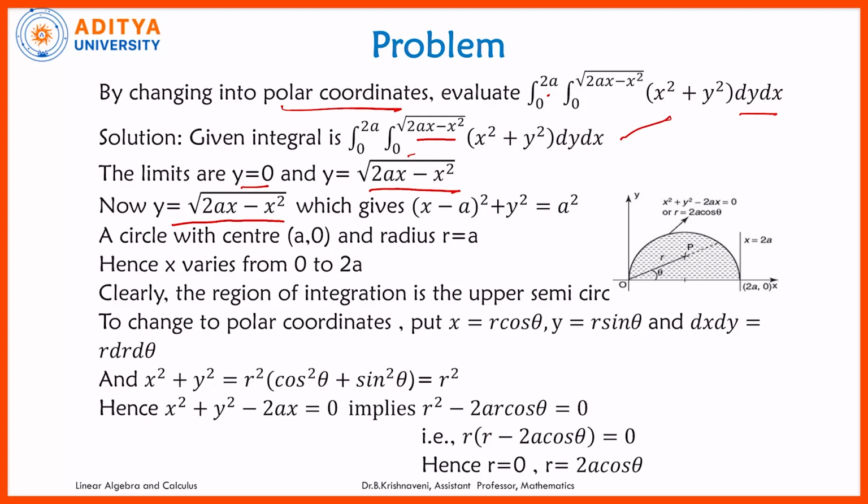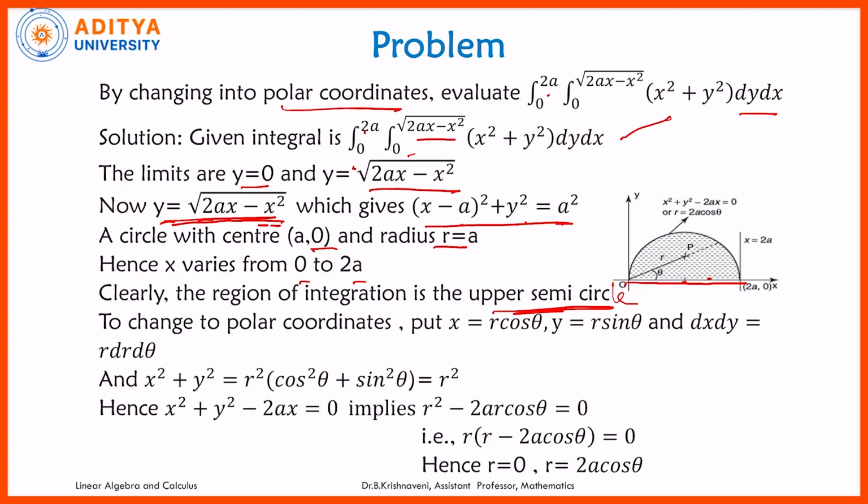Now take y is equal to root of 2ax minus x square. On squaring both sides and simplifying, you get a circle with center (a, 0) and radius a. Now what about x? X varies from 0 to 2a. So here you can see the figure. It is a circle having the center (a, 0). Clearly the region of integration is nothing but the upper semicircle, which is the dotted area in the figure.